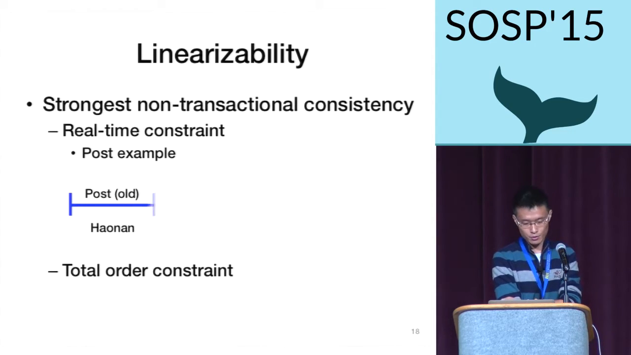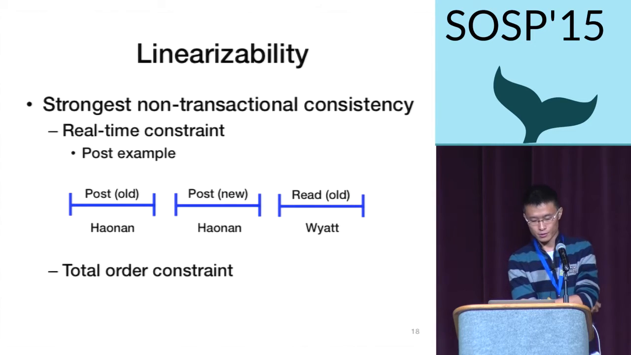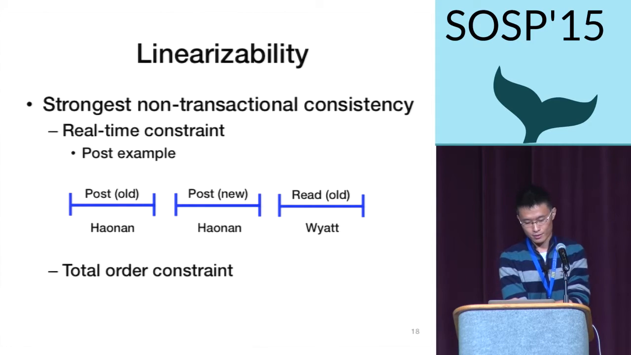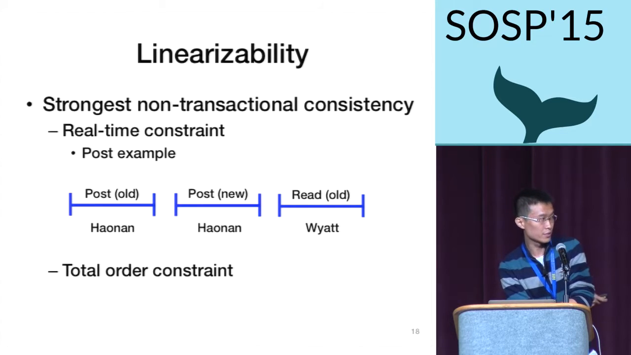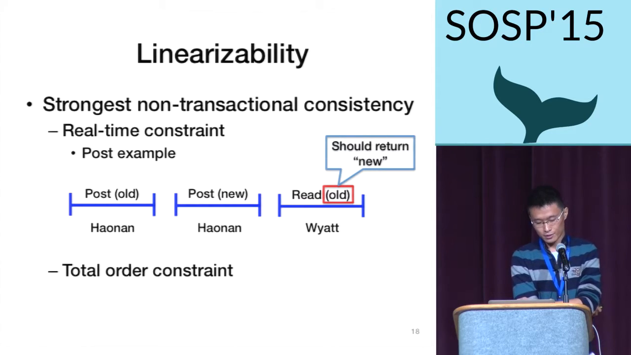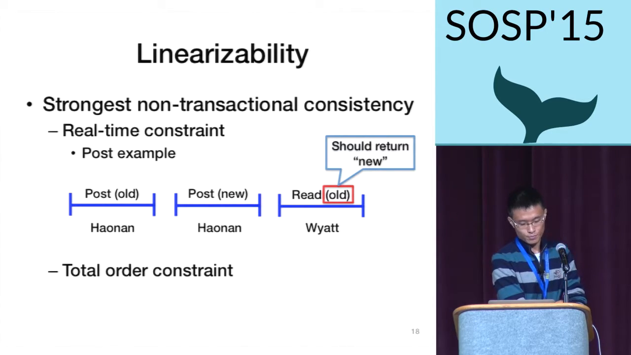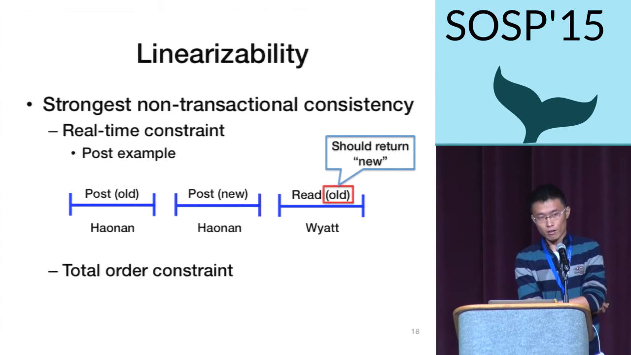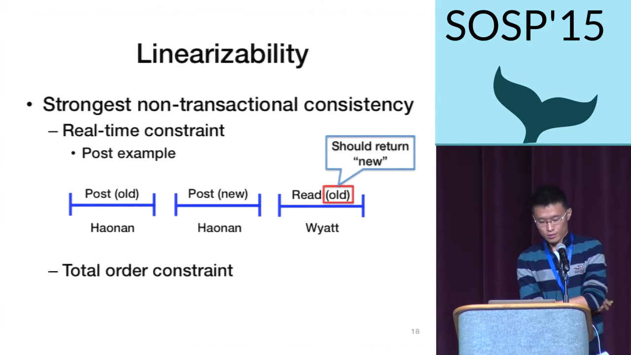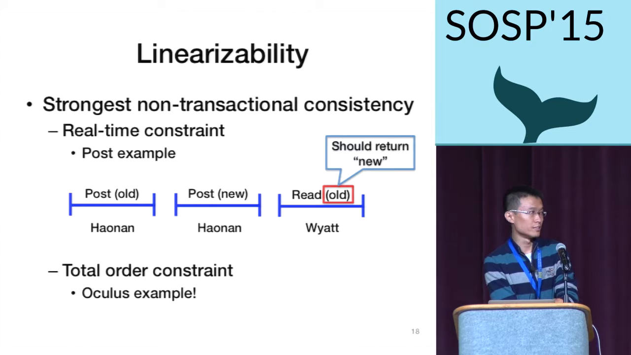For instance, in this example, I have some old post, and then I made a new post. After I made a new post, my advisor tries to read my timeline. Because his read request is in real time after my new post, he should be able to see the post I just made. But in this example, he didn't see it. So it violates the real-time constraint. The total order constraint means there exists a total order of all the operations in the system. The Oculus example I showed in the very beginning is a violation of the total order constraint. I will explain it in detail in later slides.